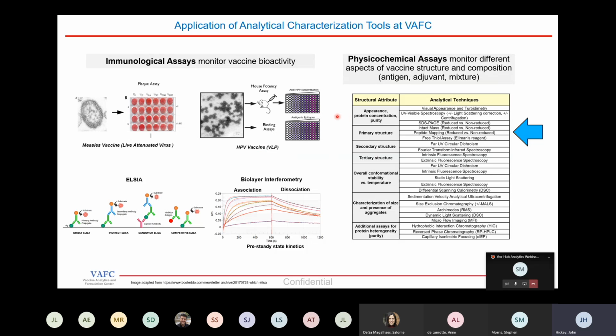So I just have a brief slide here to show some of our analytical capabilities that encompasses both immunological assays, either plate-based or animal model-based, and in vitro through ELISAs or BLI. And then more physiochemical assays, which range structural attributes from primary to higher order structure, both static and as a function of temperature, look at aggregation propensity and even heterogeneity within the protein population.